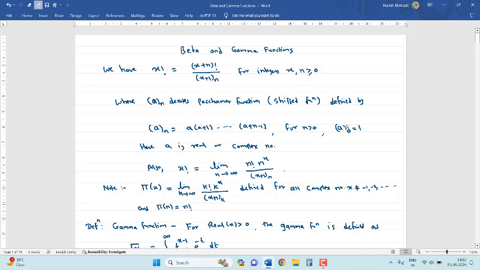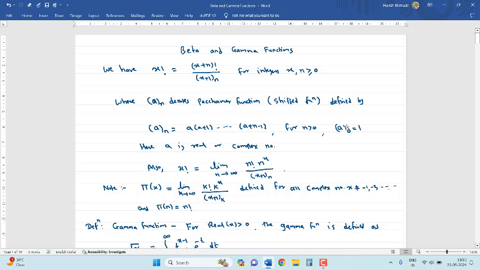Also we write x factorial equal to limit as n tends to infinity of n factorial into n raised to x divided by (x+1)_n. So note that here pi of x is equal to limit as k tends to infinity of k factorial into k raised to x divided by (x+1)_k, defined for all complex numbers x not equal to minus 1, minus 2 and so on. And pi of n is equal to n factorial.